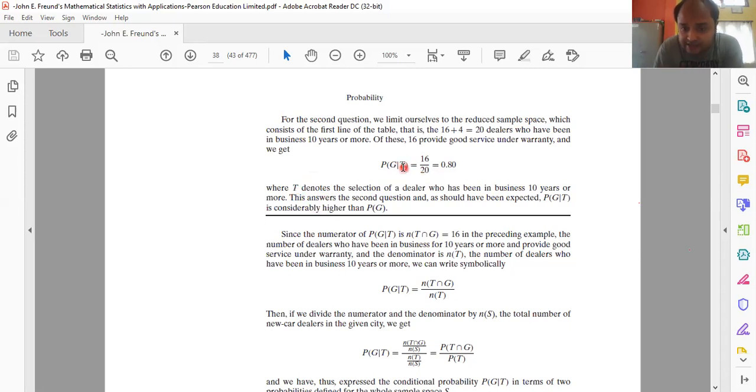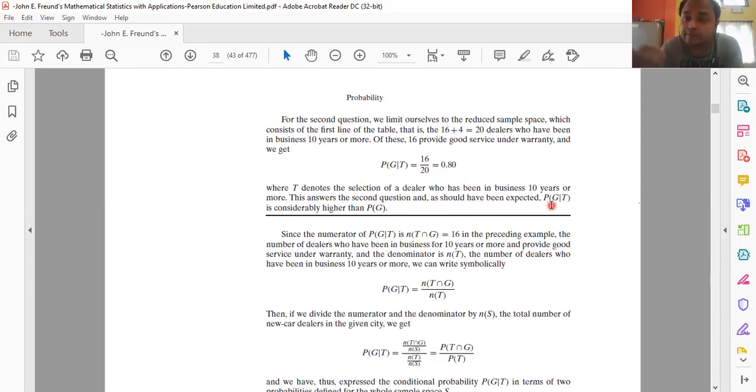Once you select this, this right-hand side of the bar has already happened. Your selection has already been made. You have already decided that I'm going to stick to that section only. What is the probability you are going to get the good service? So capital G was already defined. So probability of capital G given T would be 16 by 20, which is 0.80. Okay, this answers the second question as should have been expected.